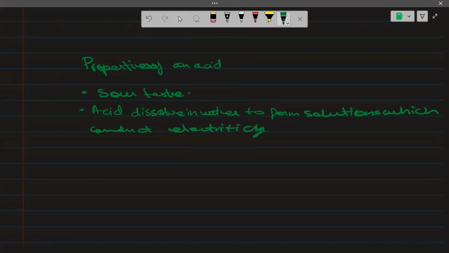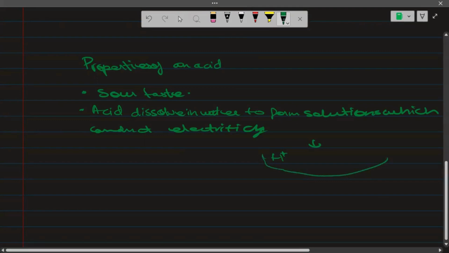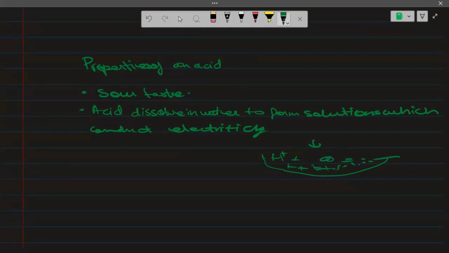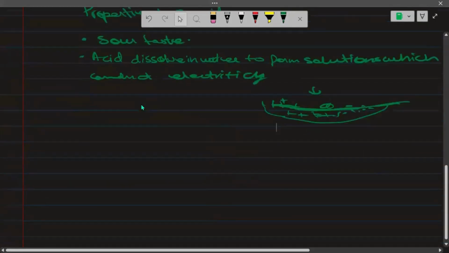How do they conduct electricity? When it ionizes, ions are produced in the water, right? So when there are positive and negative ions, these ions are free to move. Hence, when electricity is passed through them, they transfer the electricity by moving. Okay, that's how it conducts electricity.